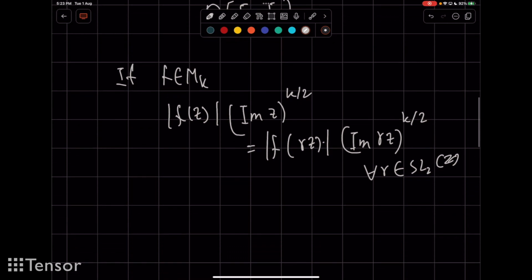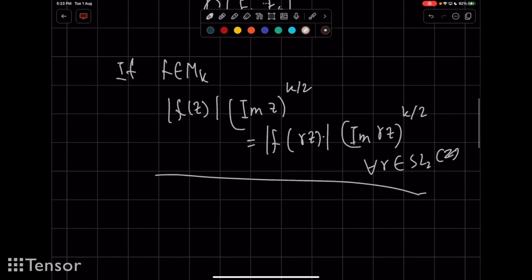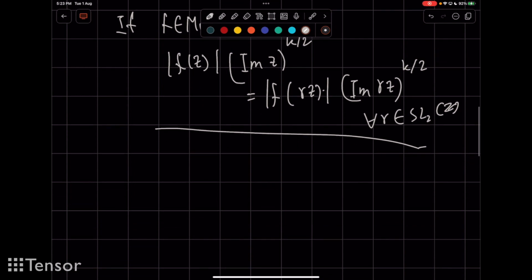We are going to basically check whether the converse is true. So f in M_k implies this is true, but does the converse hold? One way to think about it is that when we are taking the modulus, we are losing some information, but it turns out we are not losing too much information. So we can almost recover the modularity condition from this. Let me state the theorem first, then we'll try to prove it.